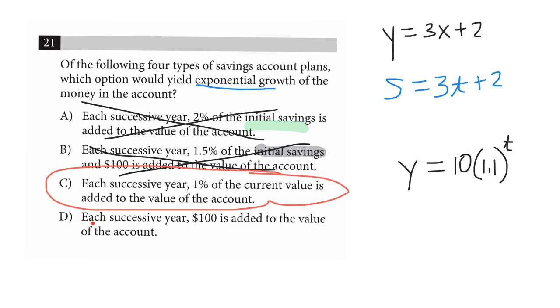Let's just take out answer choice D. Each successive year, 100 is added to the value. Well, that's a constant rate of change. Every successive year, $100 is added to the value of the account. That's literally a constant rate of change, $100 added to the savings plan. So that's gone. That's linear. So that's gone. Moving on.